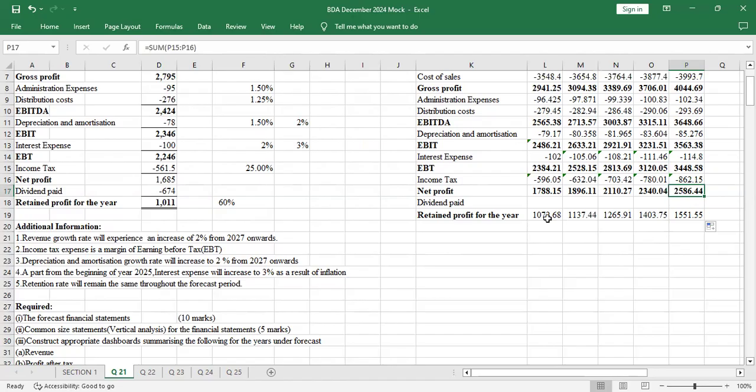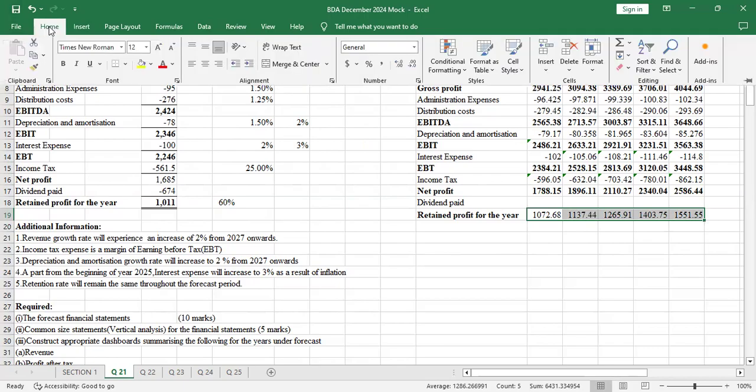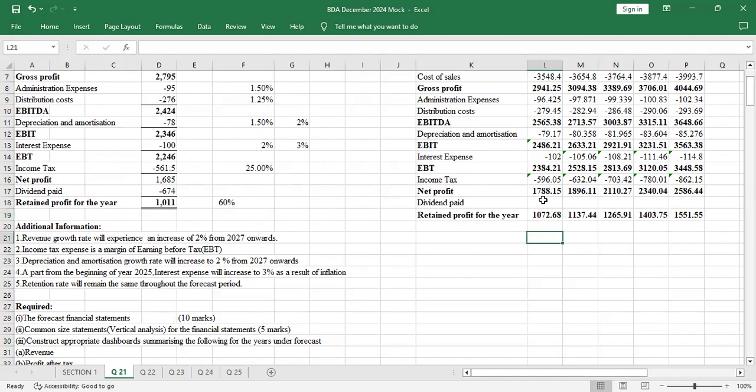Now that we have the retained profit for the year, we can get the dividend paid. That's all about forecasting. What is remaining is the dividend paid. Already we have net profit and the retained profit, so what will be the dividend paid? The dividend paid is the difference. Because dividend paid is negative, you say equals, pick the retained profit for the year, and subtract the net profit. Then you get the dividend.